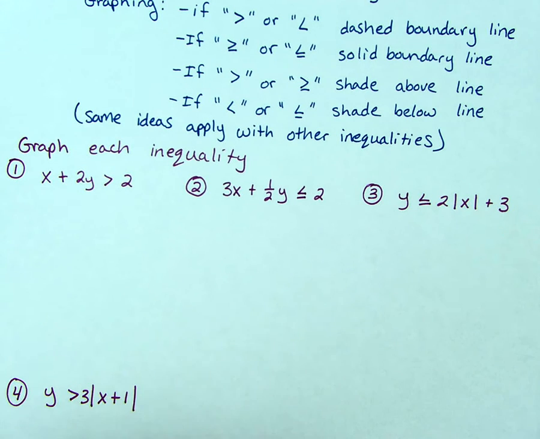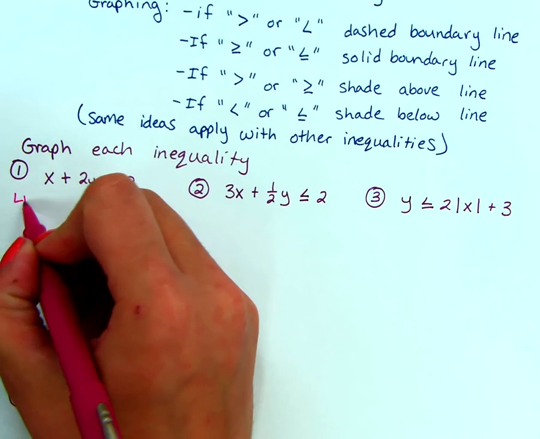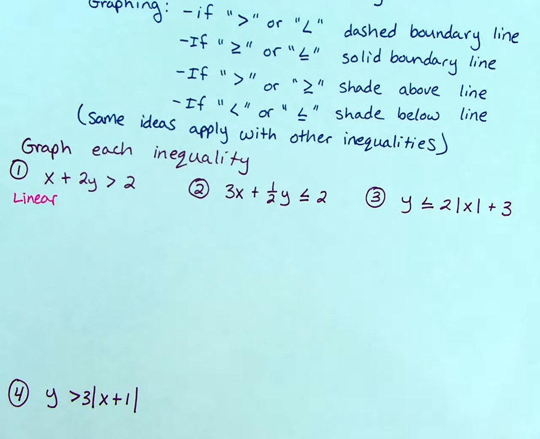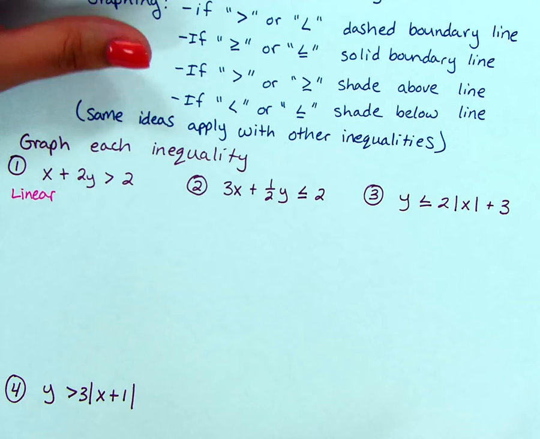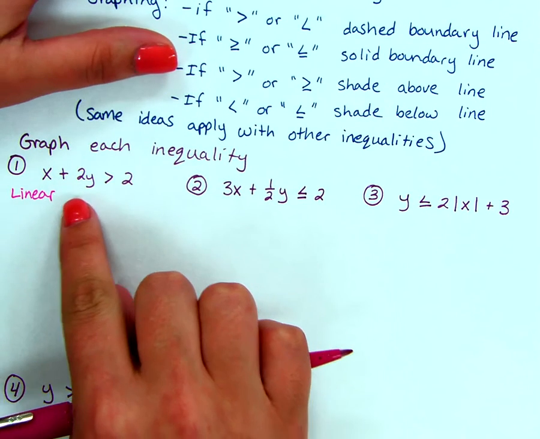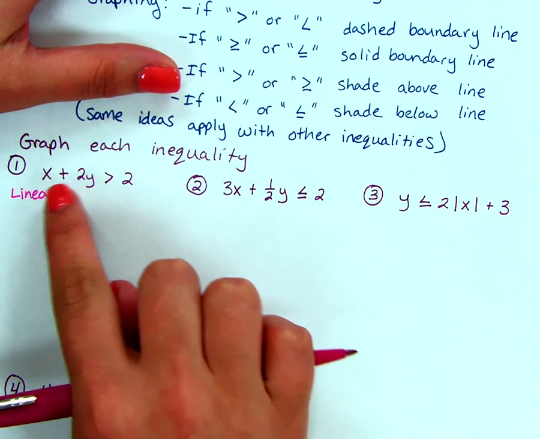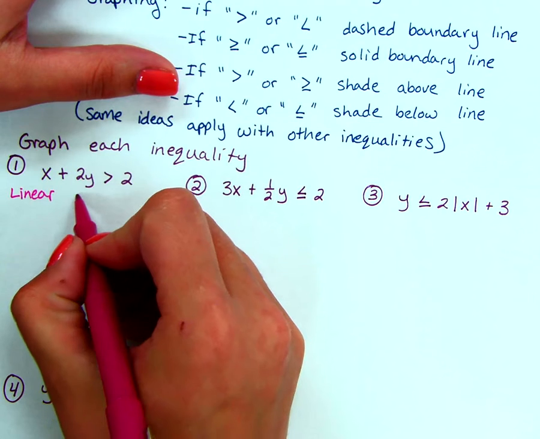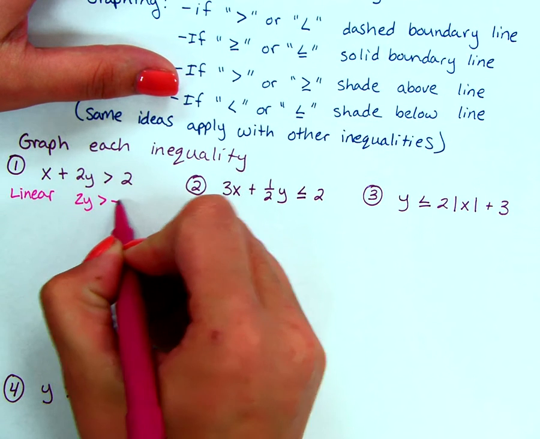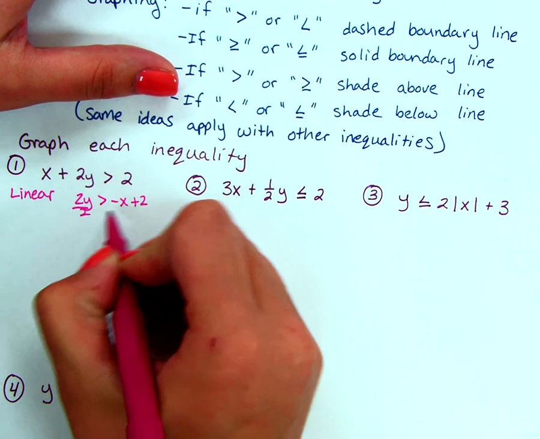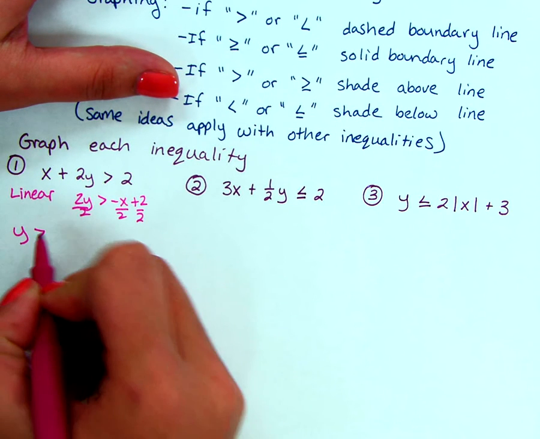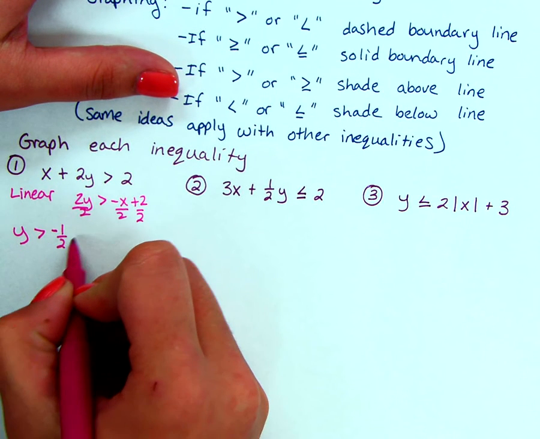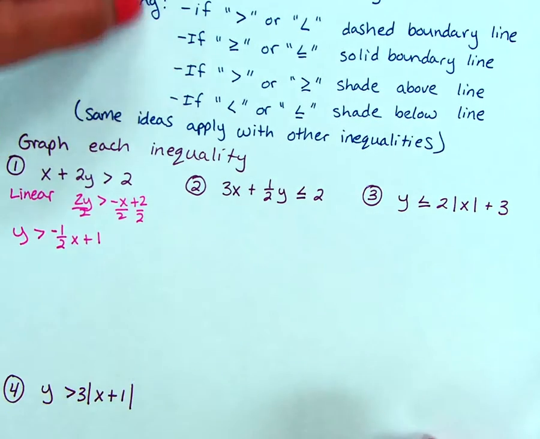All right, looking at this one, because we don't have an absolute value symbol, this is linear. So we're going to follow our rules for graphing linear equations. We want it in the form of y equals mx plus b. Before I do anything, I'm going to solve this inequality for y. So we're going to subtract x to the other side, and then divide everything by 2. So we're graphing y greater than negative 1/2 x plus 1.